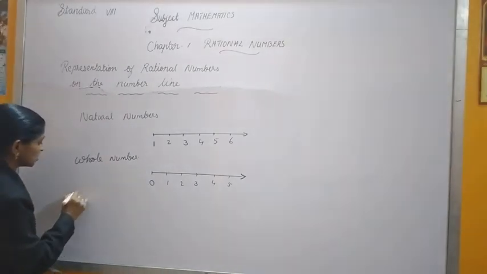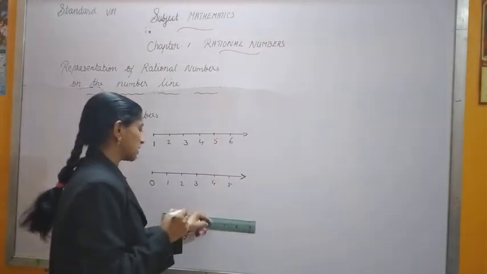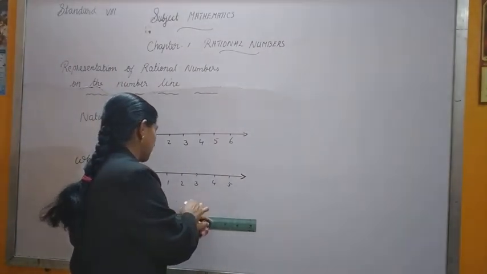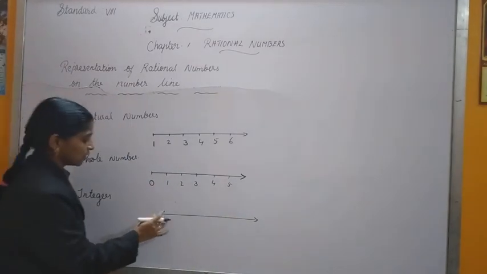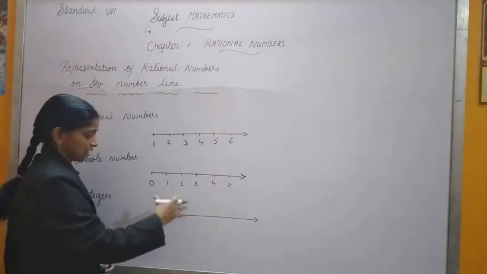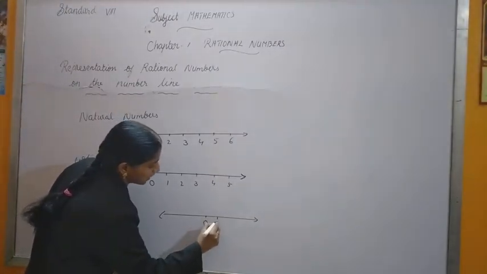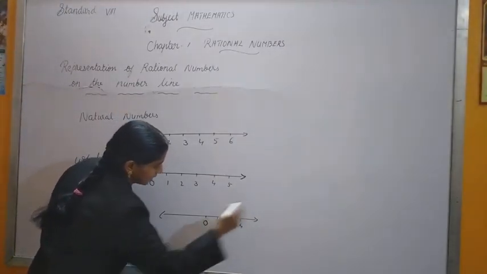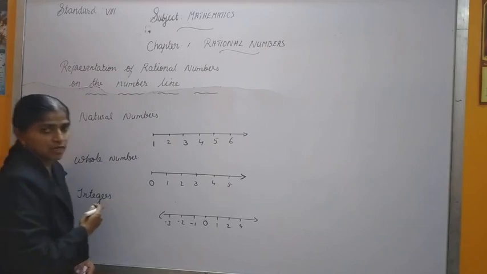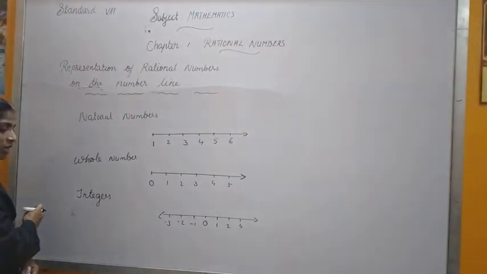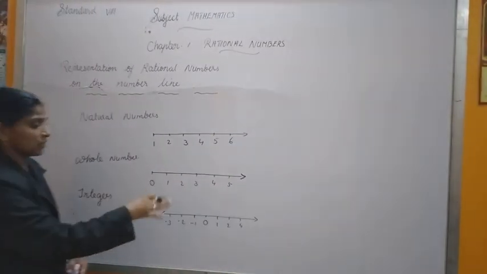The next is integers. When we represent integers on the number line, we draw a line which has 2 arrow marks, meaning we can extend in both directions, left side and right side. So here we can mark a point 0, on the right side of 0 we mark 1, 2, 3, 4 like that, and on the left side we mark -1, -2, -3 like this. There are infinitely many integers on the left side of 0 and right side of 0. This way we can mark.